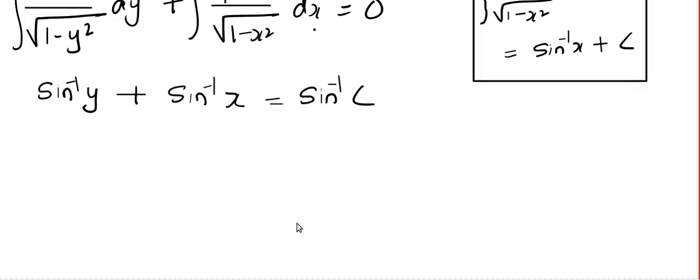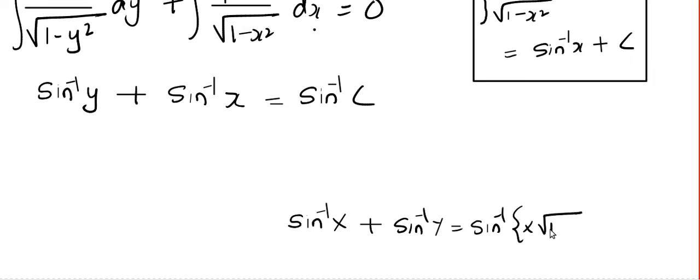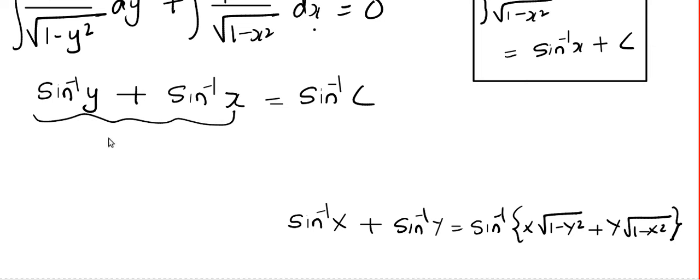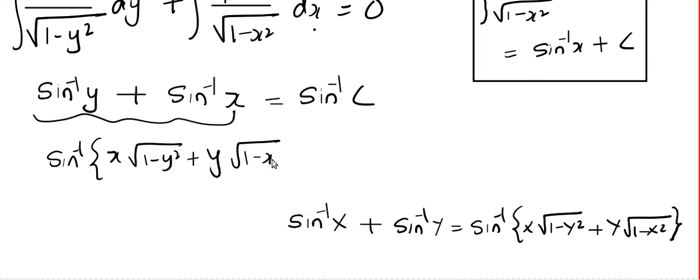Of course, in class 11, I am sure that you learned a formula, sine inverse x plus sine inverse y. And what will be that value? That will be sine inverse of x into root under 1 minus y square plus y into root under 1 minus x square. So the left side becomes sine inverse. I think I should have written x here and y here, doesn't make any difference. I am going to get x root under 1 minus y square plus y root under 1 minus x square is equal to sine inverse c.